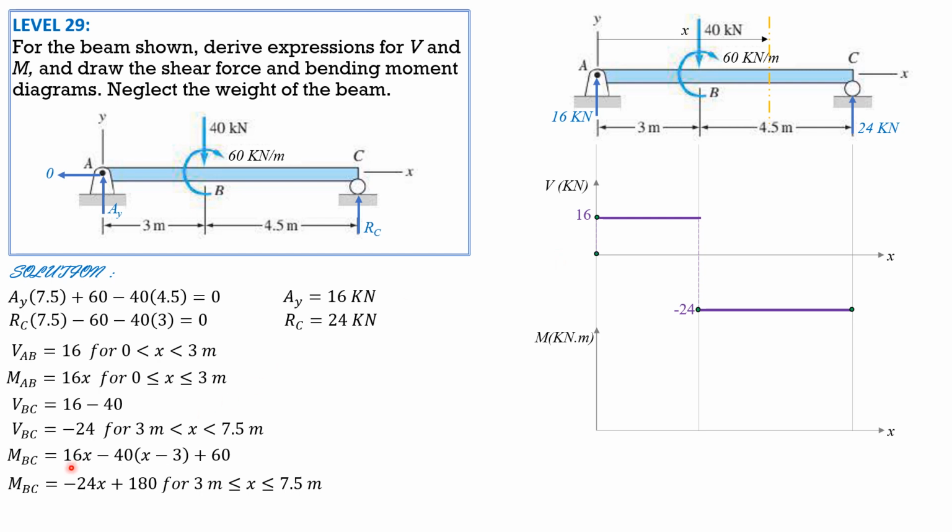For the moment diagram, when x is 0, moment AB is 0, 16 times 0. When x is 3, 16 times 3, 48.